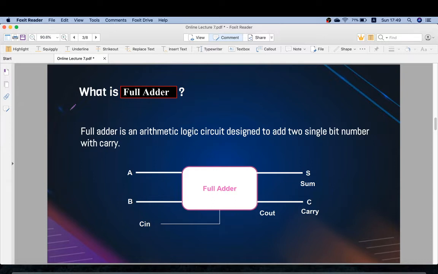First of all, what is the common thing in a full adder and a half adder? In a half adder, there were two inputs and two outputs. You can say 2 single bit inputs and two outputs, one was sum and one was carry. But in a full adder, along with the two single bit numbers, there is also one carry with them. So a full adder is an arithmetic logic circuit designed to add two single bit numbers with a carry.